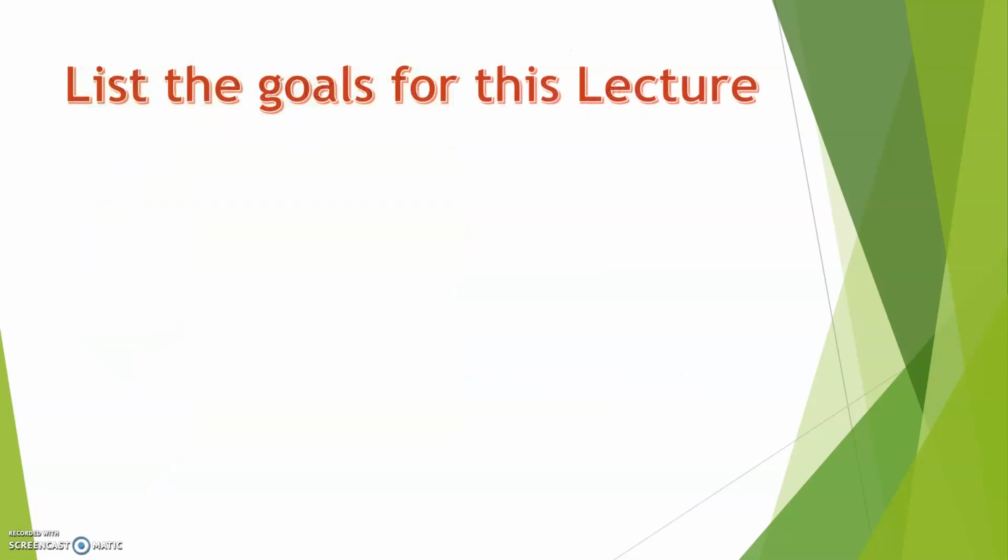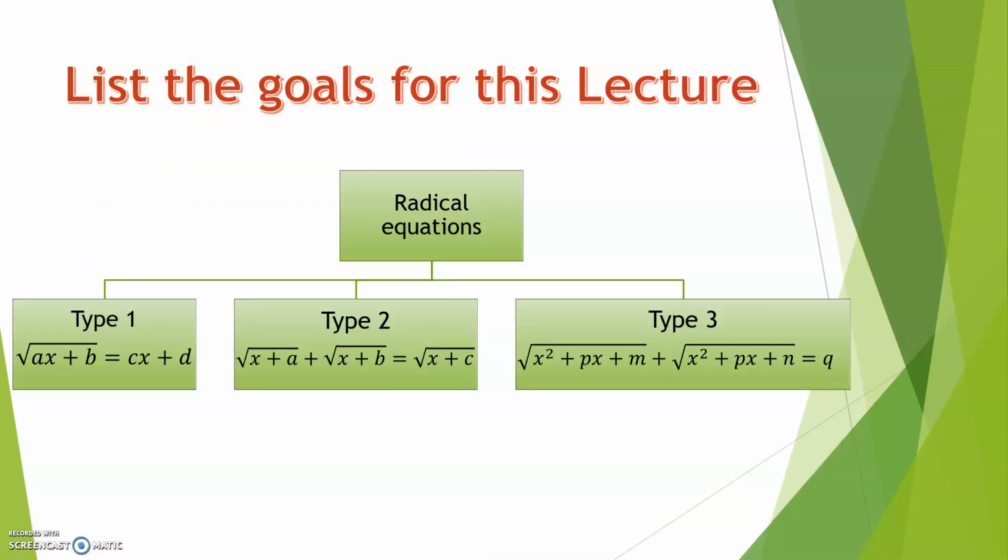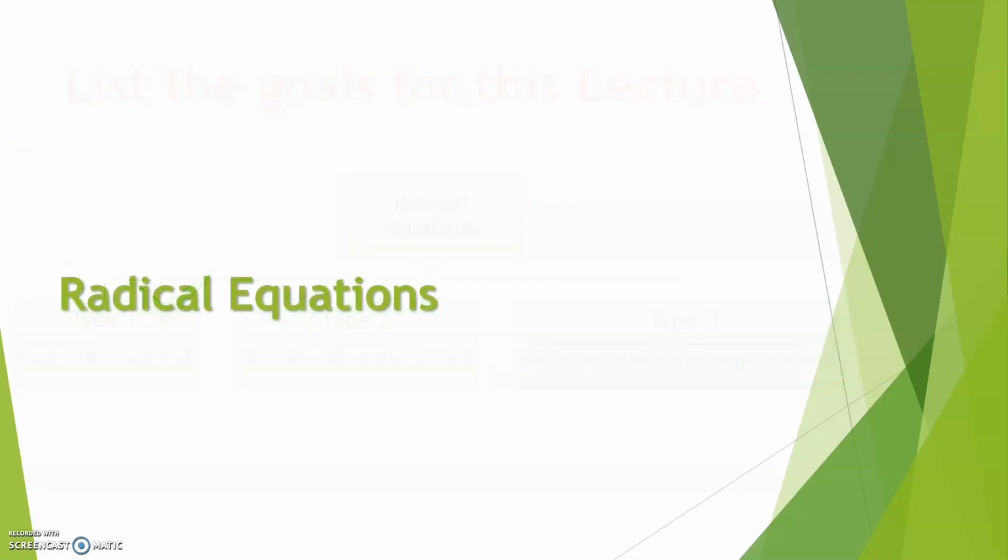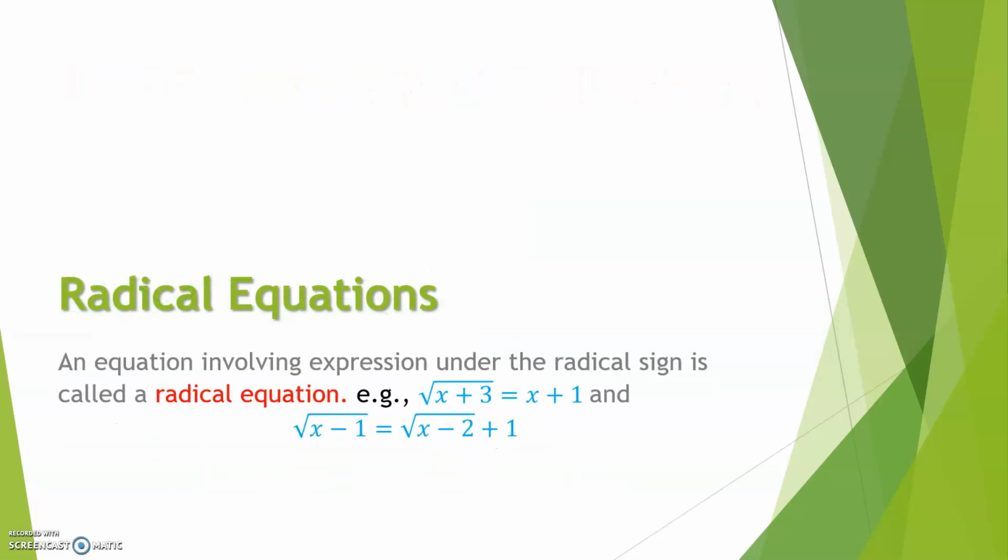Now, in this lecture, we will learn about radical equations. There are 3 types of radical equations, type 1, type 2 and type 3. In this lecture, we will learn about type 1. Radical equations. An equation involving expression under the radical sign is called a radical equation.